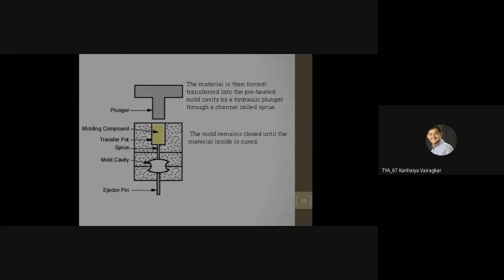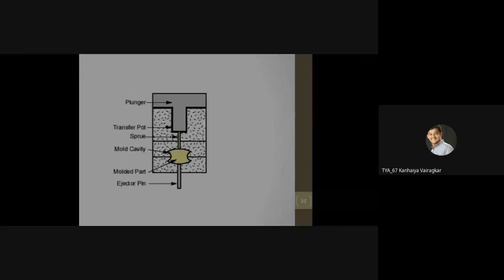See, it was here in the transfer pot, and in the second figure it is transferred to the mold cavity. Now here this sprue is a part of our gating system.